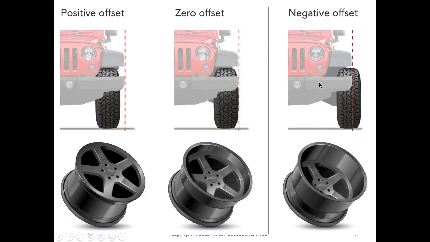Here's a better way to visualize it actually. Positive offset, sucking the wheel in. 0 offset, more of a centered look. And then negative offset, kind of the cooler one. We're going to have some tire poke. If we want to have a cool stance, we'll go to more of a negative offset rim.